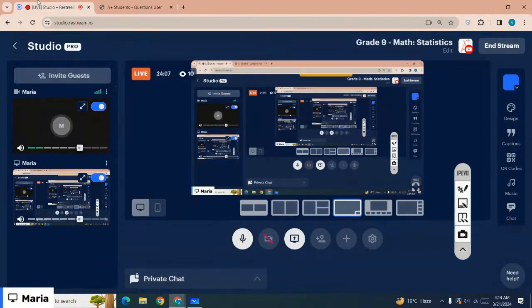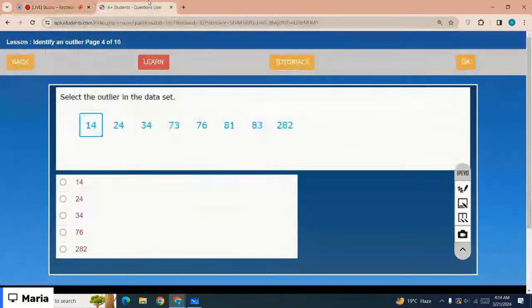Select the outlier in the data set. So which is the correct option? Yes, that is 282, because 282 is the three-digit number and that is the greatest value among the others. The outlier is 282.